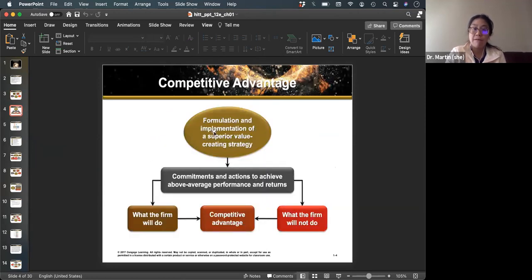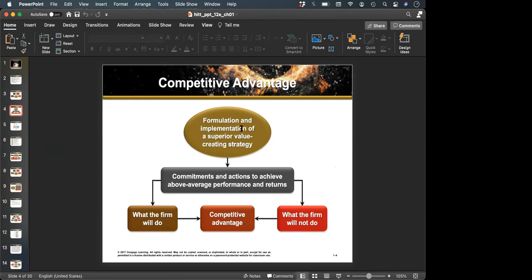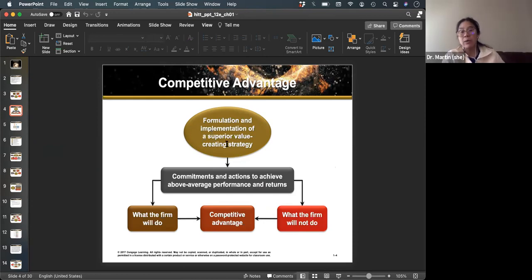Okay, so we have the formulating and creating of competitive advantage. You're formulating and implementing a value creating strategy. And you have commitments and actions to achieve, and you want them to be above average. You need to think about what the firm will do and how you create competitive advantage. You also need to consider what the firm will not do, because there's a lot going on in running a business: marketing, leadership, operations, finance, and your IT. Different businesses will focus on different things.